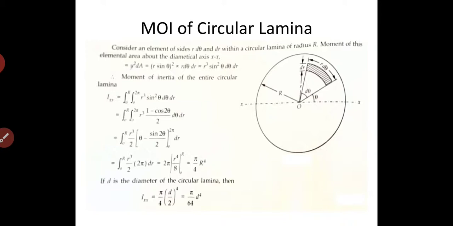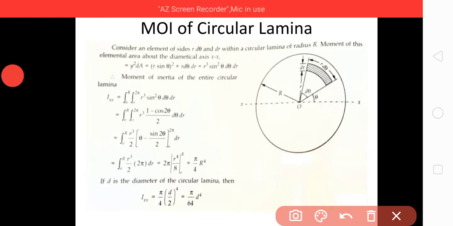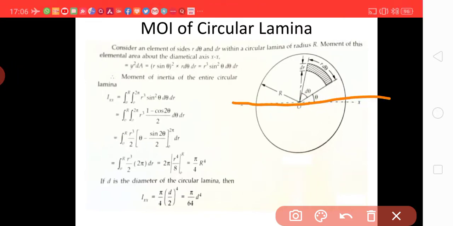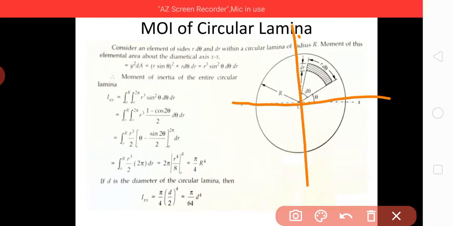This is the case of circular lamina. So, we will use the integration method to derive the relation for moment of inertia about x-x axis, y-y axis and z-z axis. This is the circular lamina, this is the x-axis, this will be the y-axis, and the axis vertical to the plane of paper will be the z-axis.